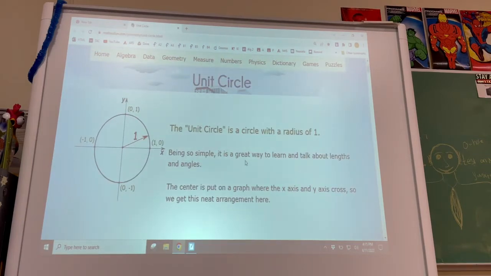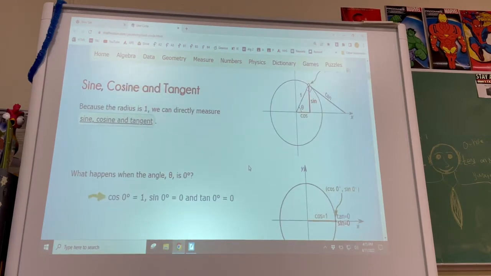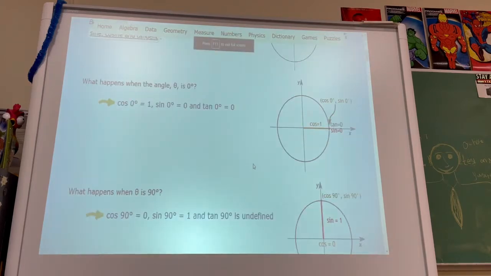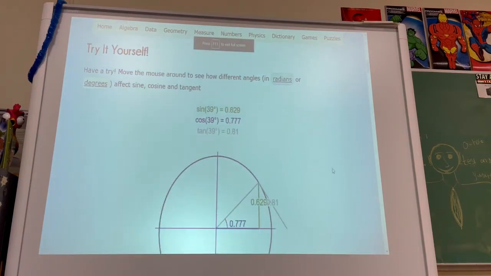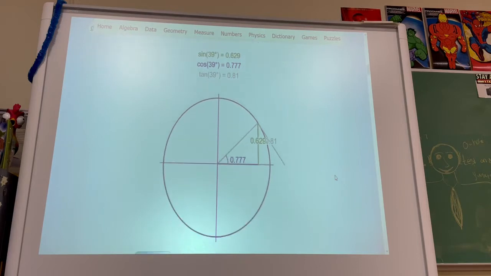And they start off talking about the unit circle with a radius of 1, just like what we had. Look at those key values: 1, 0; 0, 1; -1, 0; 0, -1. Very, very important stuff. They give you some information about sine and cosine and tangent. We're going to pass over that, and we're going to take a look at the interactive unit circle.